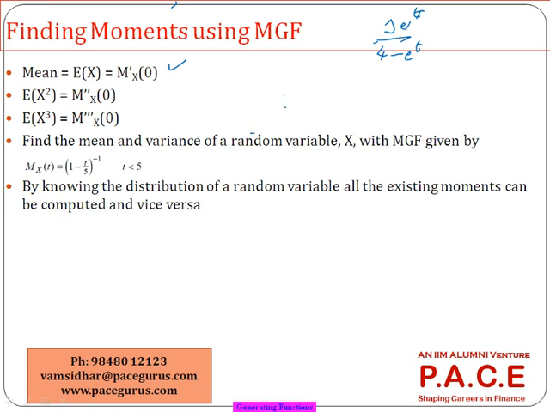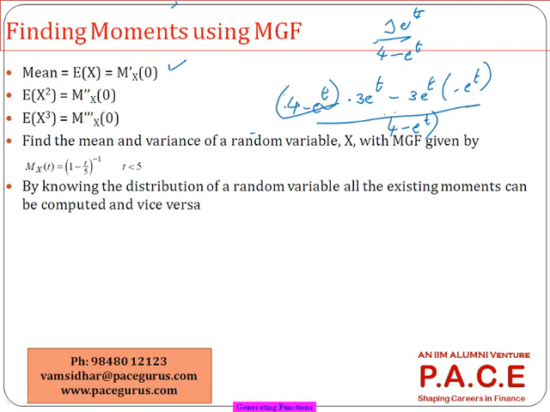So what is the derivative for this? 4 minus e power t into 3 e power t, minus 3 e power t into minus e power t, divided by 4 minus e power t whole square. This is the derivative of this, and without simplifying you can substitute t equal to 0.